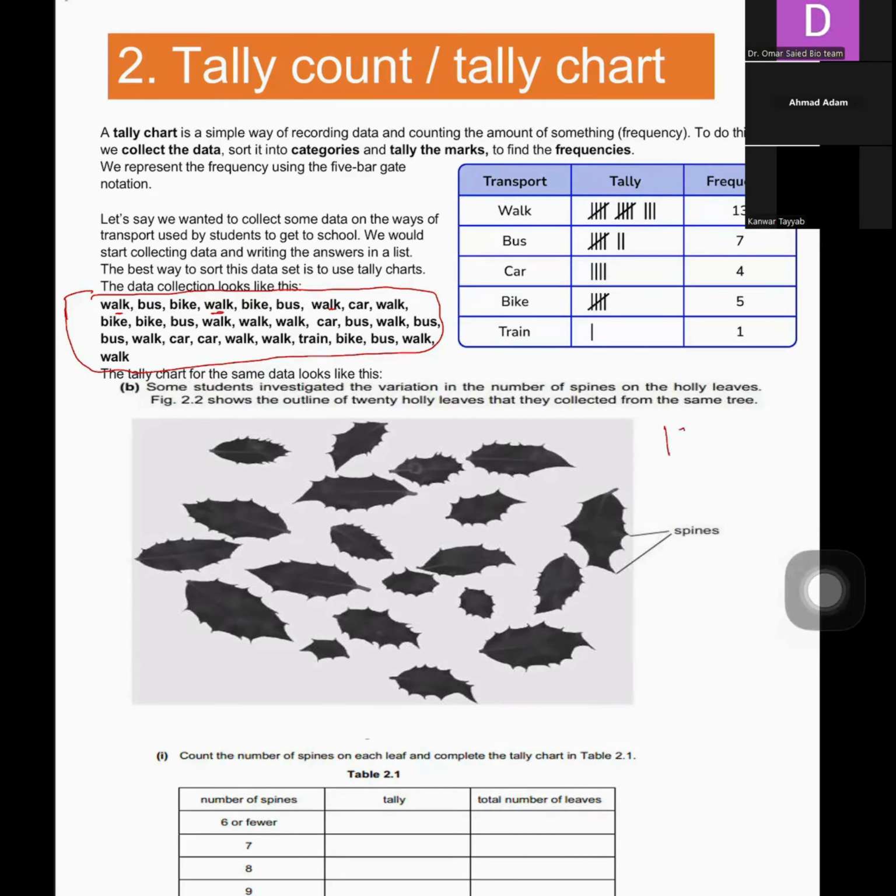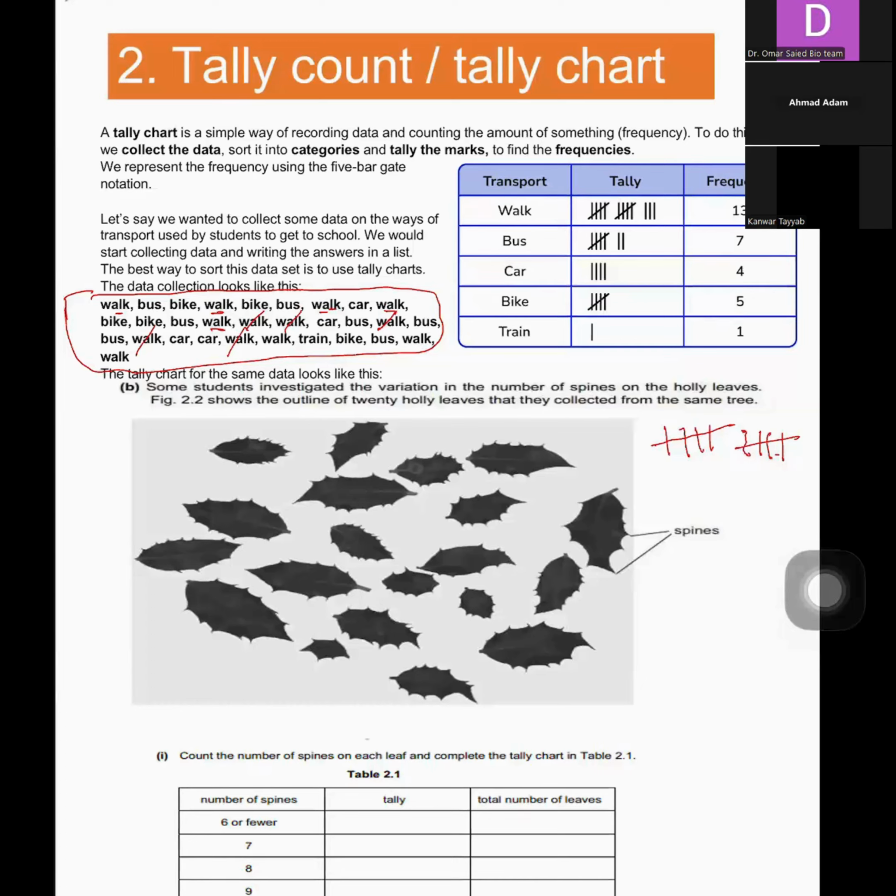Walk also there. You make a line like this. Walk also there. You make a line like this. Walk also there. So 4 times till now. Walk also there. So 5 times. You get the idea? You count it by 5 tally counts. It's called like this. Another walk, another walk, another walk. So one, two, three, four, five.